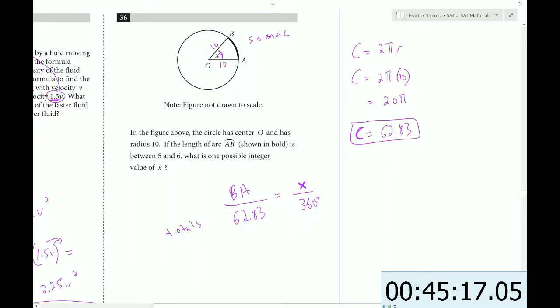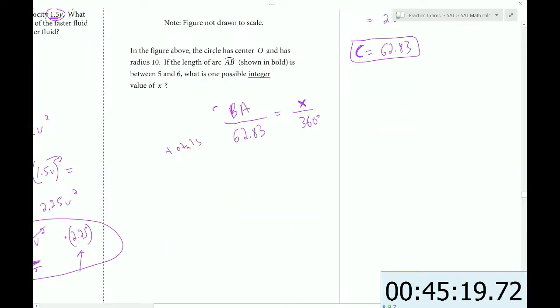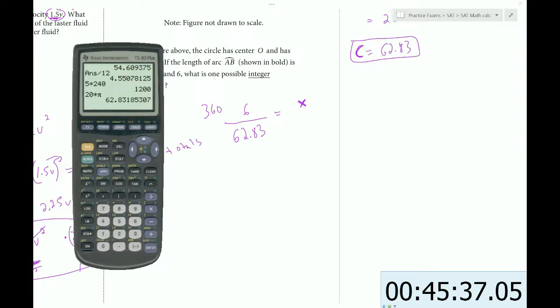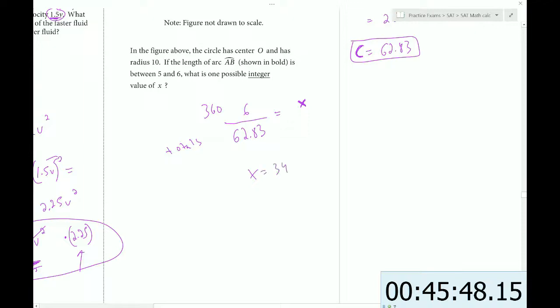We know that this is between 5 and 6, so we could try 5, we could try 6, and see what happens. Let's start with trying 6. We just have to multiply by 360 to solve for x. So grab the calculator, we do 6 divided by the answer, and then times that by 360. We get 34, so x equals 34 point something.